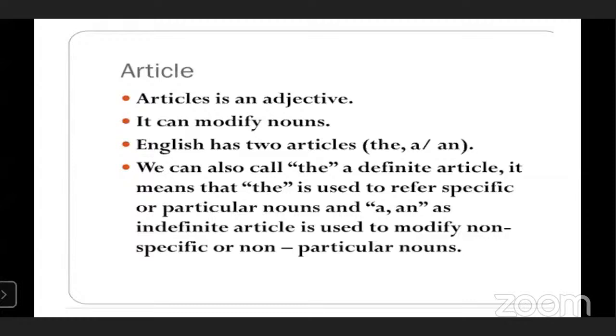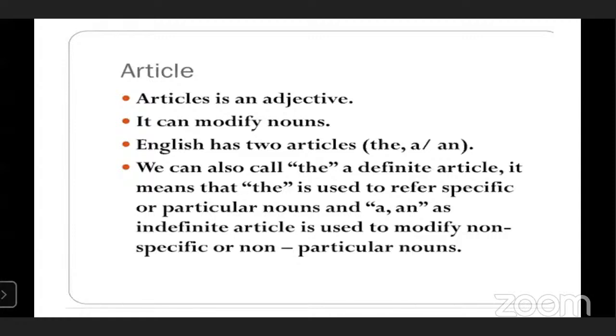Yes, now we see what is the difference between these two. The is a definite article. It means that the is used to refer to a specific or particular noun. Just see these words, children: specific and particular. That means you cannot use the for anything. It is for a specific person, specific place, okay? For a specific or particular noun.